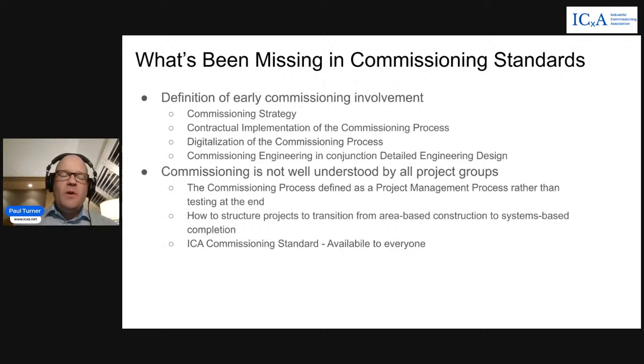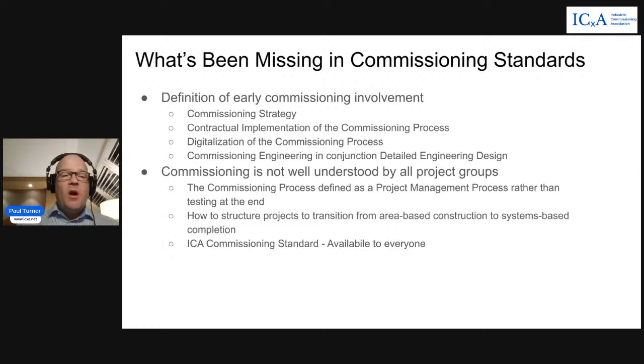How are you actually going to contain the chaos and pull the project together for completion? This is your commissioning strategy that's defined early in projects, during project concept or during FEED stages. And this is an important aspect of the commissioning process.